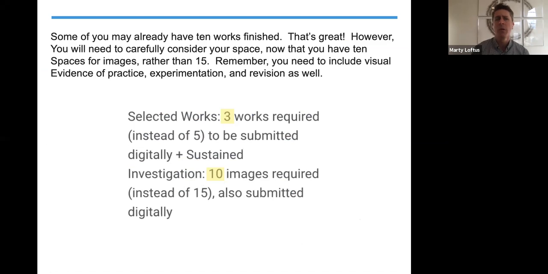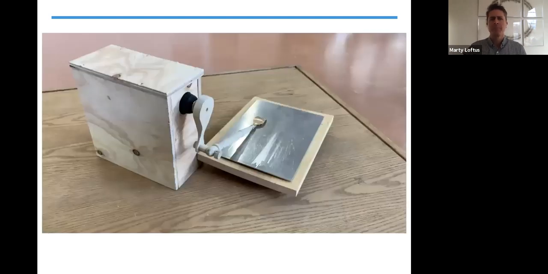But for many of you, you may have done a tremendous amount of work already, and that can make it difficult. So one thing to consider is that it's not just about uploading your finished works. Remember, you need to include visual evidence of practice and experimentation and revision. So it's that process too. So when you think about 10 images for an entire sustained investigation, that can be difficult.